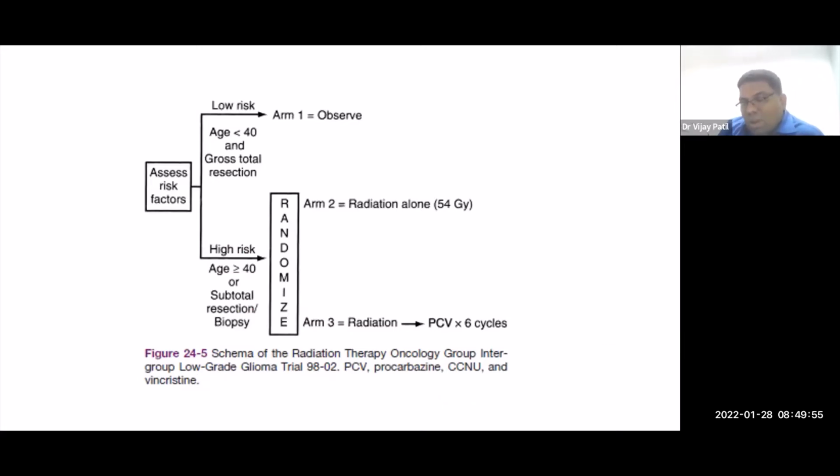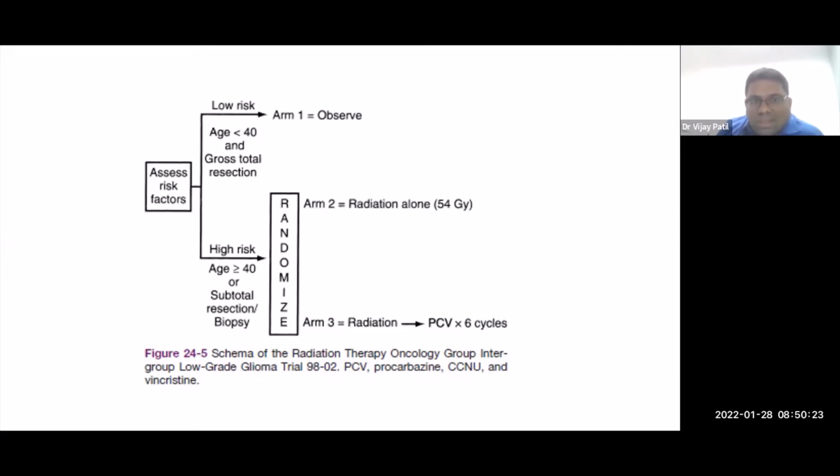Now, whenever you do observation also, you need to have certain things in place. It's better to observe a gross totally resected tumor with an oligodendroglioma histology. If it is not gross totally resected or has an astrocytoma histology, the chances that they are going to fail are still high.